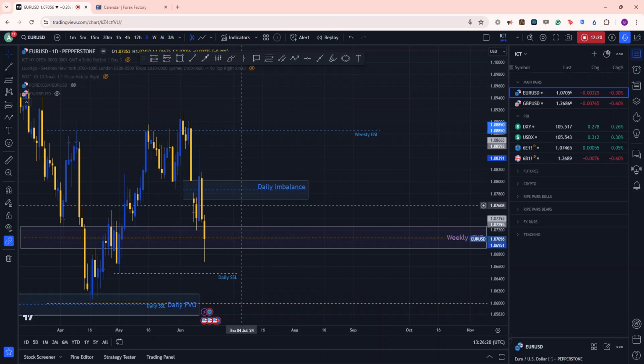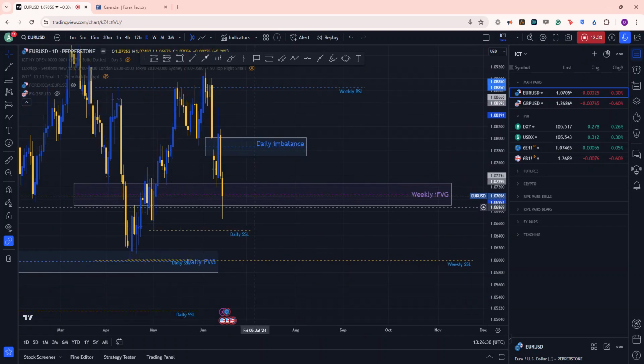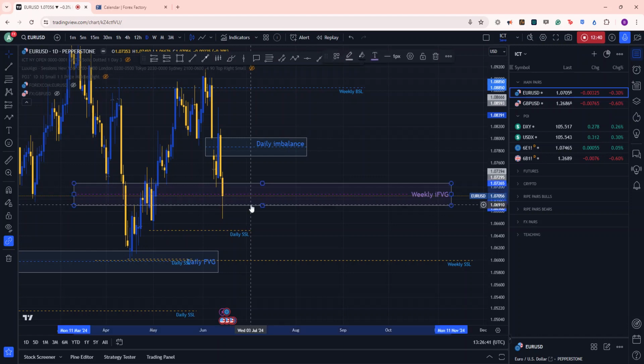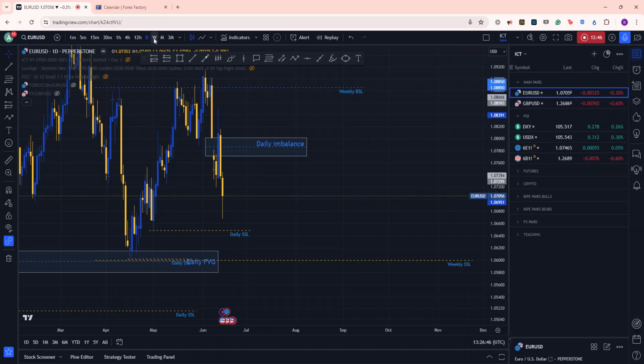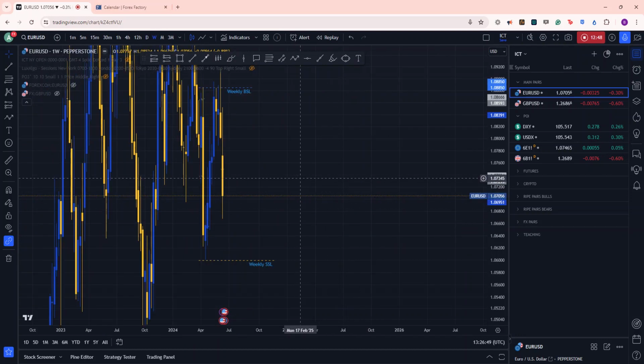So we had this daily imbalance that was being shown to us on the daily on Euro USD, and I called that it was going to go up and come down. All right. So now we've taken out the inversion fair value gap. Price closed here. I don't personally see the importance of the inversion fair value gap anymore on the weekly because price has already taken that out. However, there's something that I noticed on the weekly of the Euro USD, which is this right here. We have that imbalance over there.